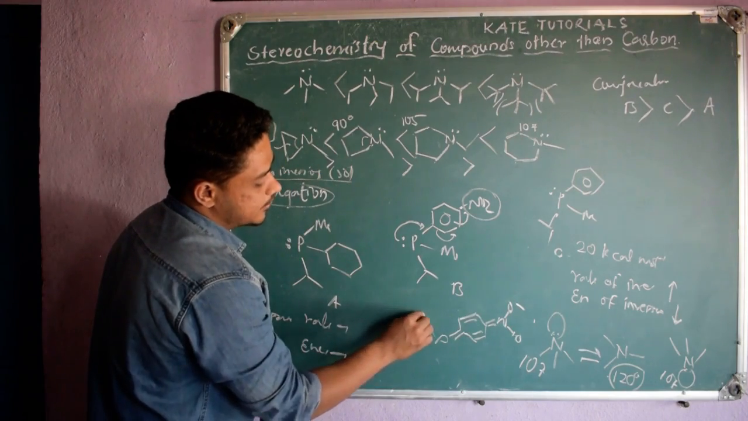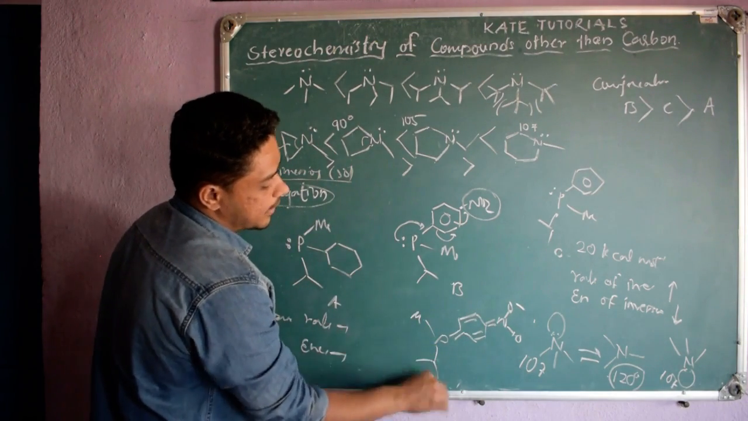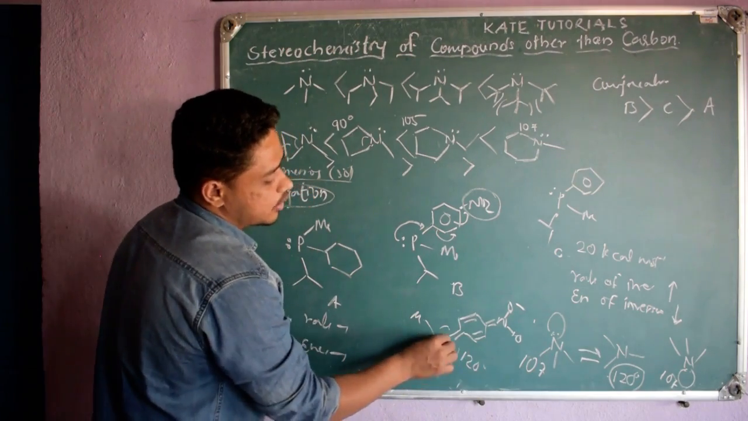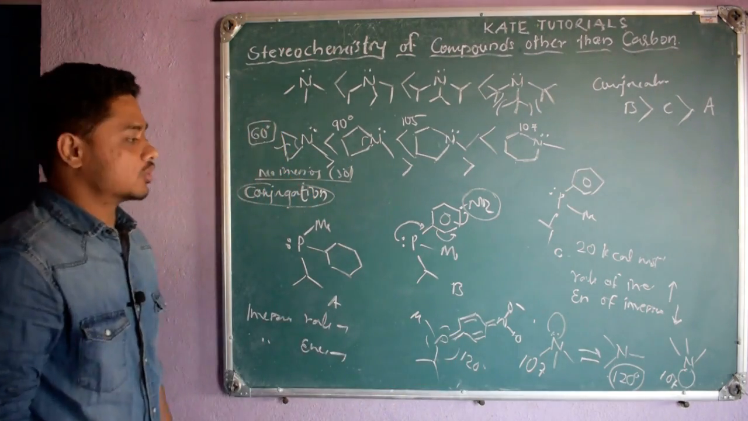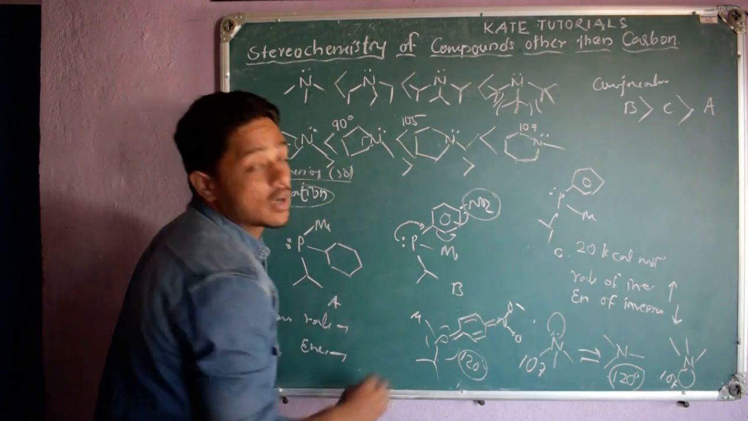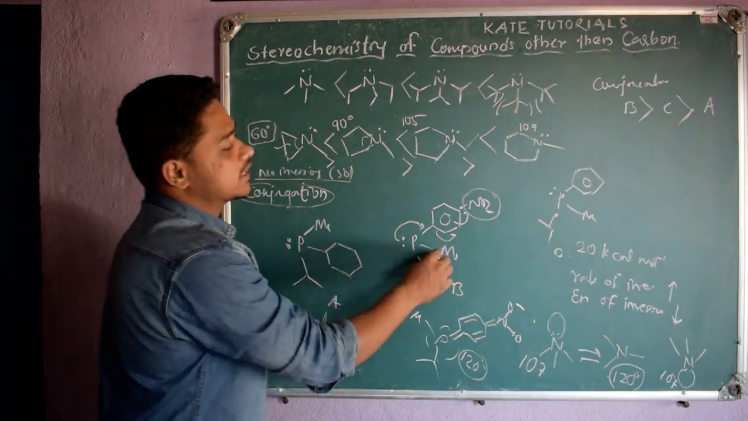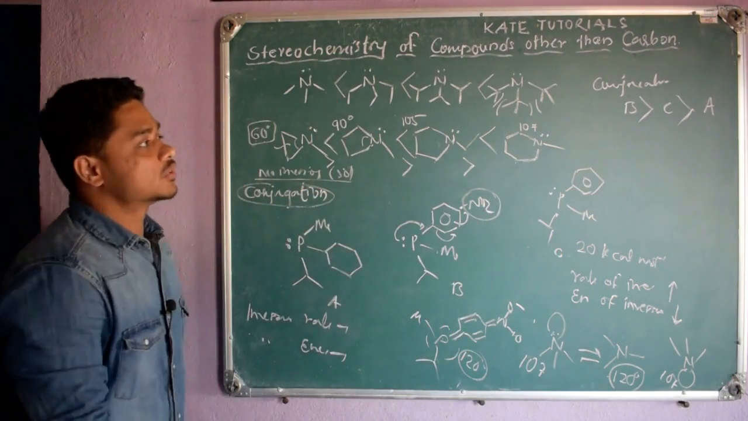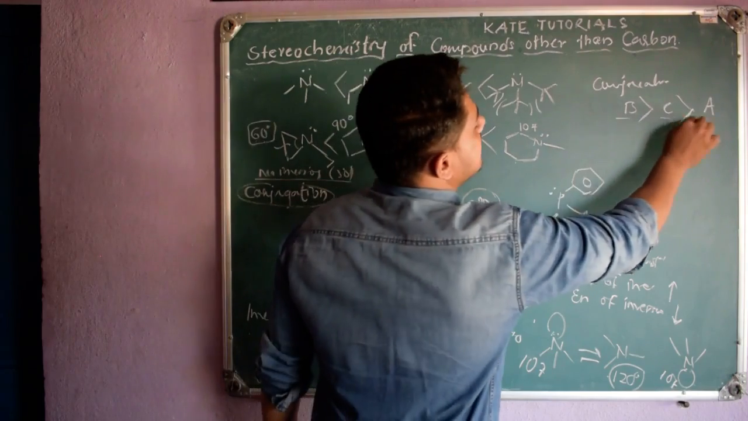Other things will be methyl and here isopropyl. So all will come in the same plane, that is 120 degree, because of the double bond. So it can easily come into a single plane, into 120 degree, because conjugation is more. Here conjugation is less because there is no electron withdrawing group like NO2. So the order of conjugation is B, C, A.